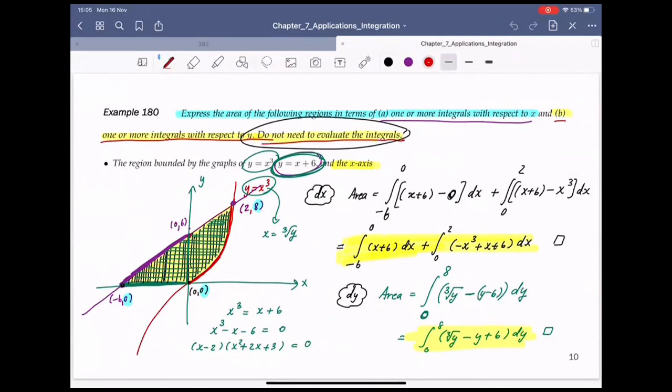So the region is easy to integrate with respect to y because you don't have to split your region into two pieces. But if you integrate with respect to x, you have to split the region into -6 to 0 and 0 to 2, like in this example. All right, that is what we did last time.